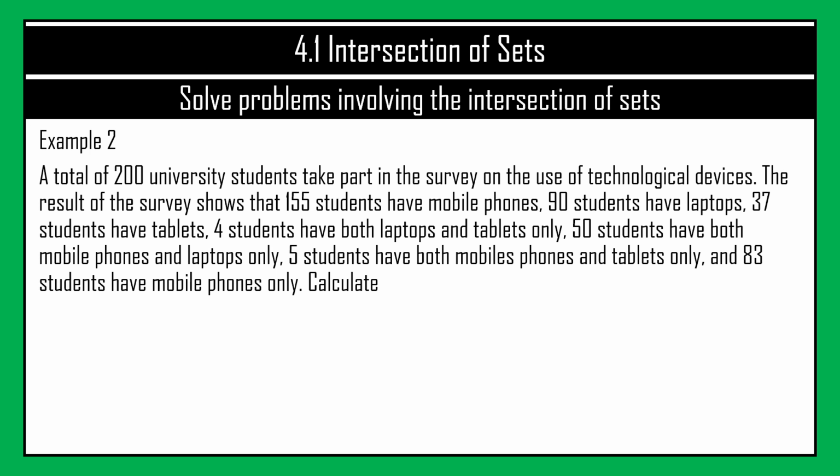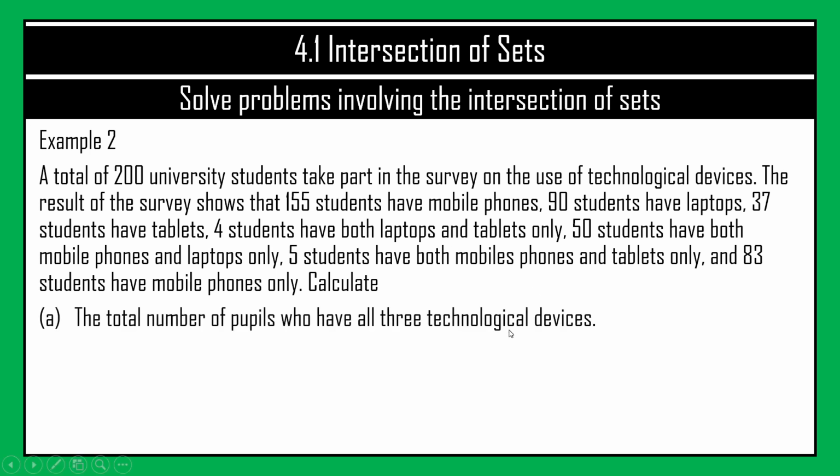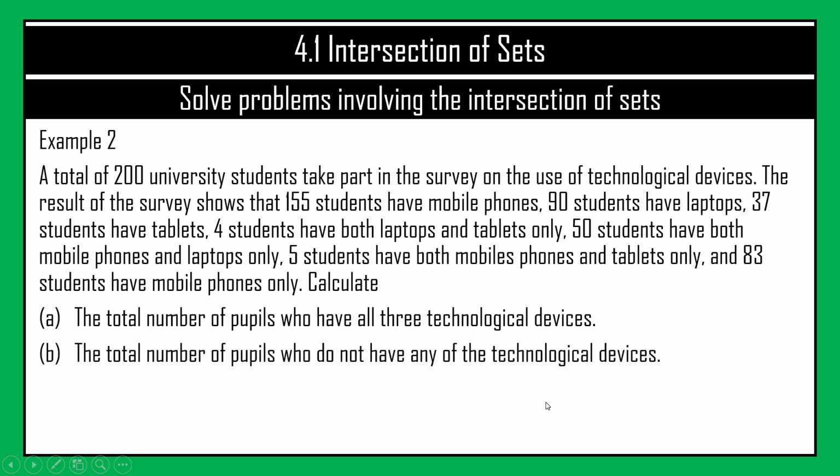So the question asks us to calculate the total number of students that have all 3 technological devices. And the second part of the question is the total number of students that do not have any technological devices. Again, this is a very long question, so we're going to break it down into chunks that we can manage.